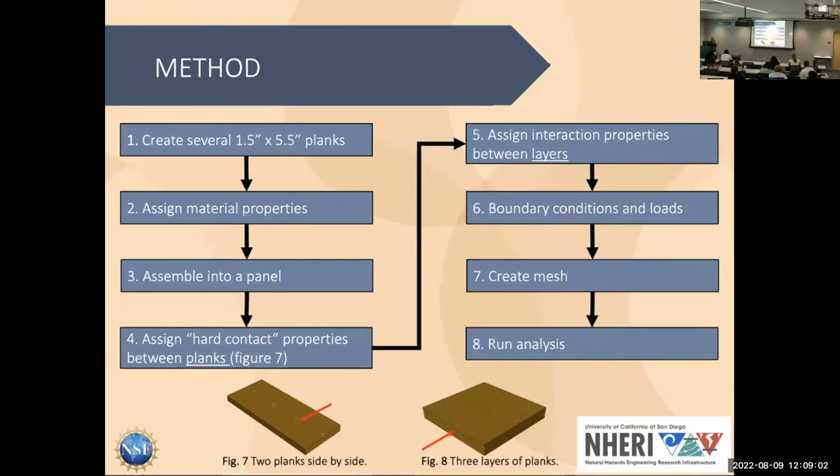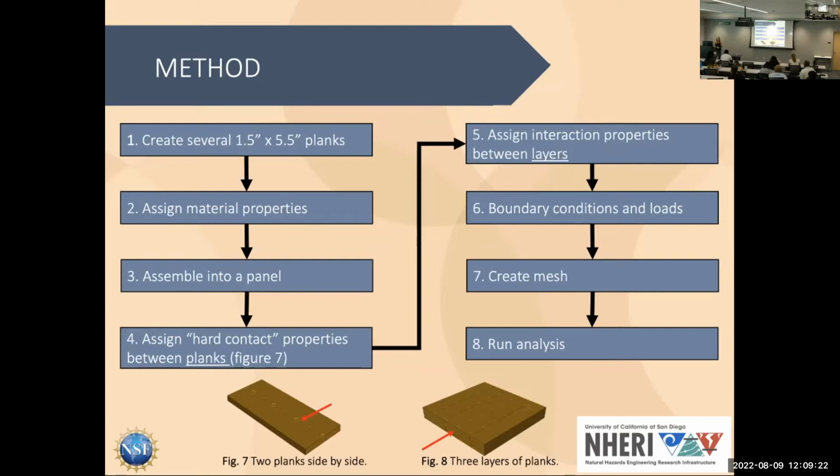Assigned hard contact properties between the planks, which you can see in figure 7. It basically just means that between 2 planks on a layer, they'll just interact like it's a hard contact. And that's because when CLT is made, they don't put glue between the boards within a layer. It only goes above each layer.